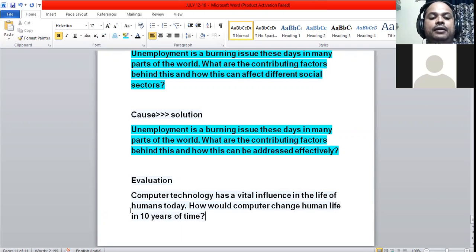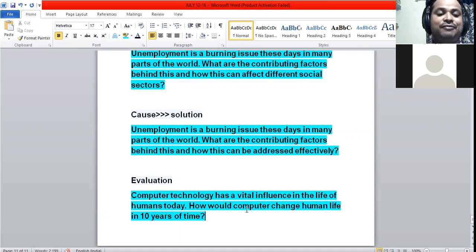So I have another question here, that's an evaluation question. Computer technology has a vital influence in the life of humans today. How would computers change humans in 10 years' time? Here also you're not going to give your personal opinion. You are just giving factual information: today it is this, and after 10 years, this would be the fact. So that's about the types.